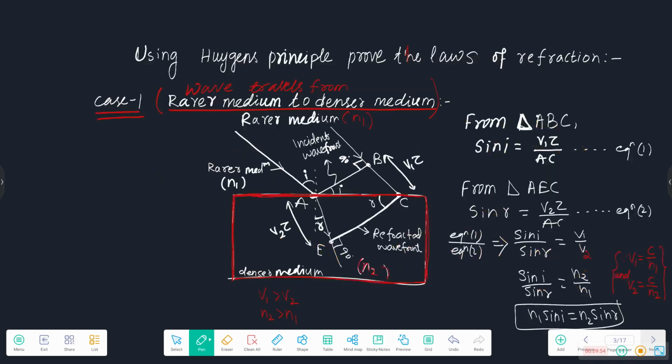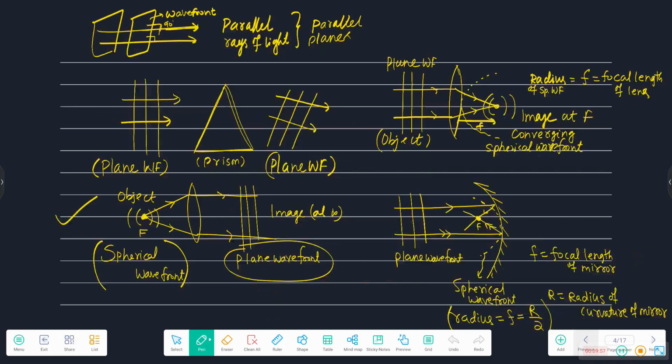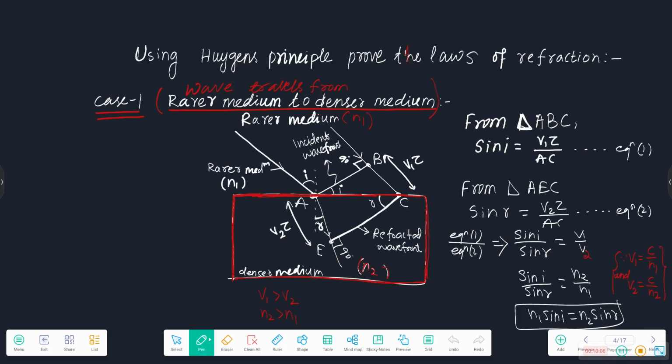Now next, listen. Using Huygens principle, one question: prove the laws of refraction. There are basically two laws you know. One is that the incident ray, refracted ray and normal all lie in one plane, and the second one is Snell's law: n1 sin i equals n2 sin r.